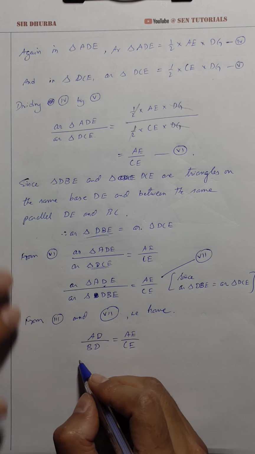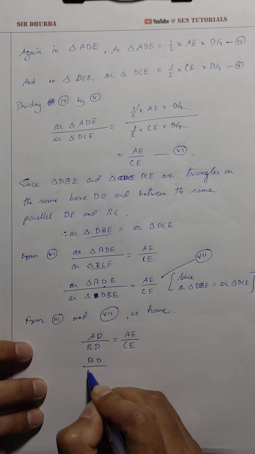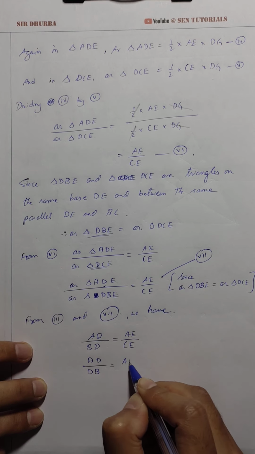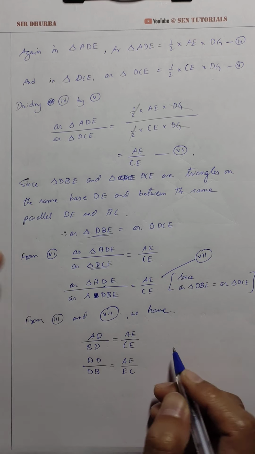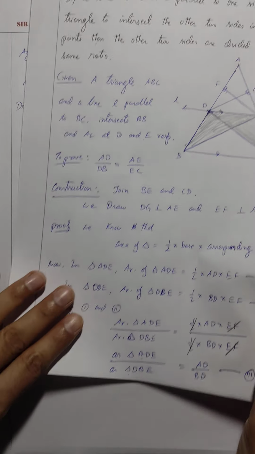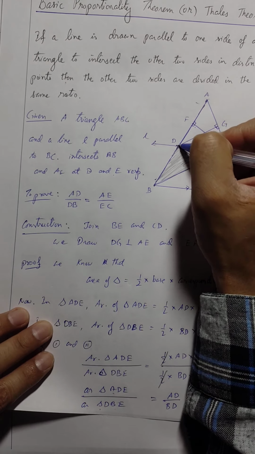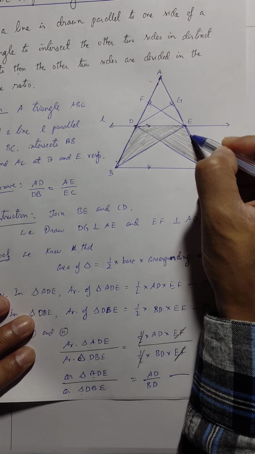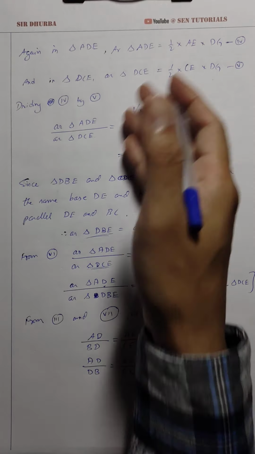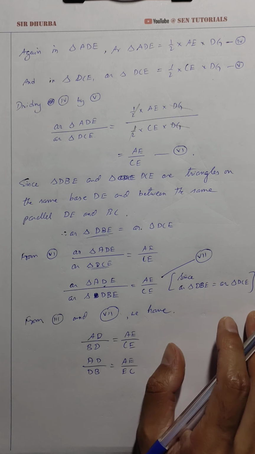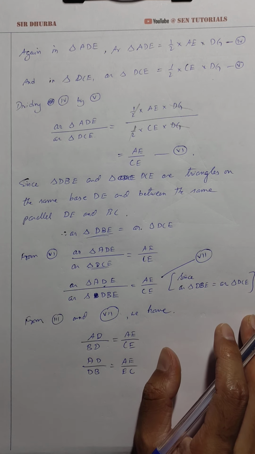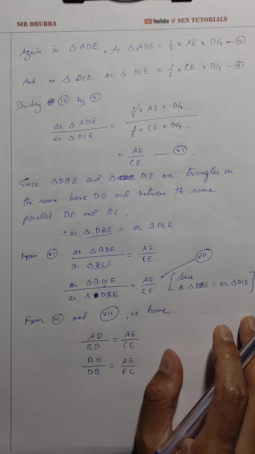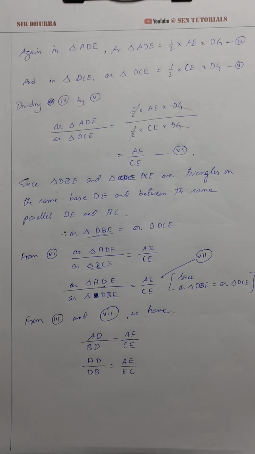Or if you want to write it more properly, that would be AD by DB equal to AE by EC. Doesn't matter, but it's something like this. AD by DB is equal to AE by EC. That way it will be much better, so you can just change that if you find any confusion. Okay, is that clear, my dear students? I hope that's fine for all of you.